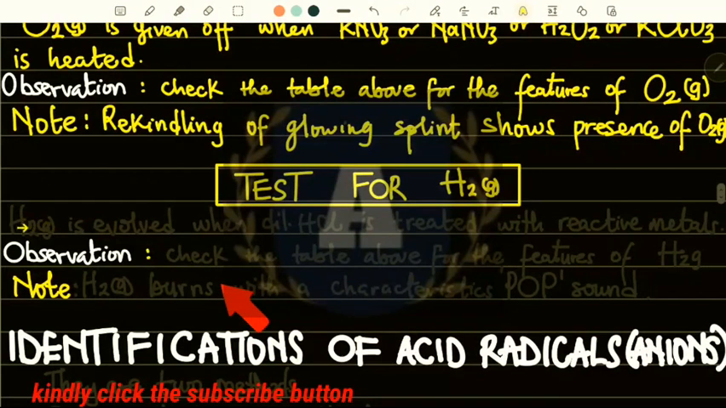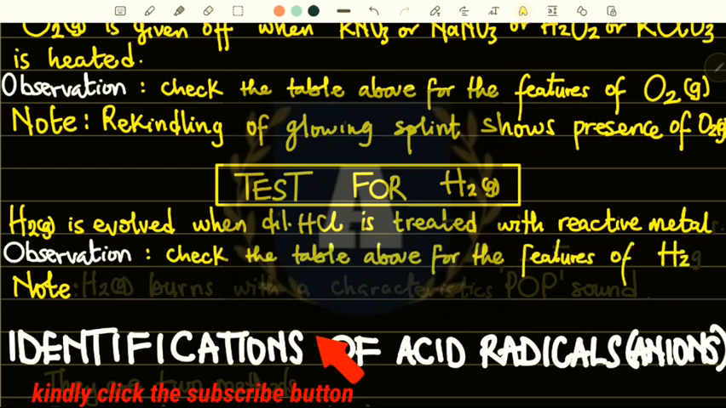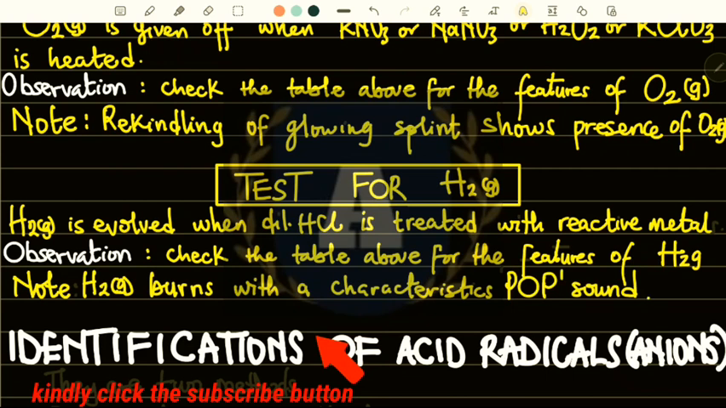So now, hydrogen gas. How do we test for hydrogen gas? Hydrogen gas is evolved when HCl is treated with a reactive metal. So when HCl is treated with reactive metals, hydrogen gas will be liberated. Then we already know that hydrogen gas is also a neutral gas that is odorless and colorless. But to confirm, it burns with a characteristic pop sound.